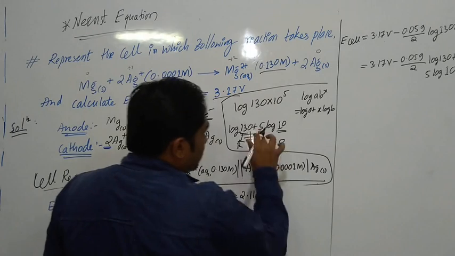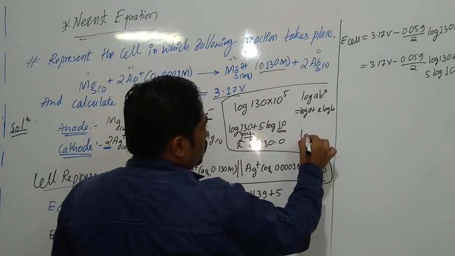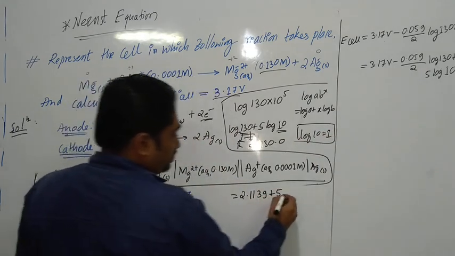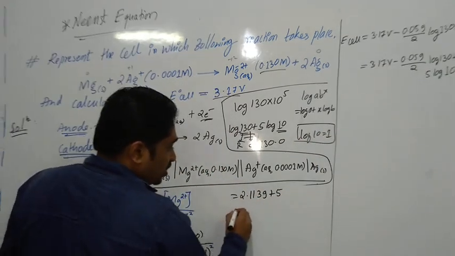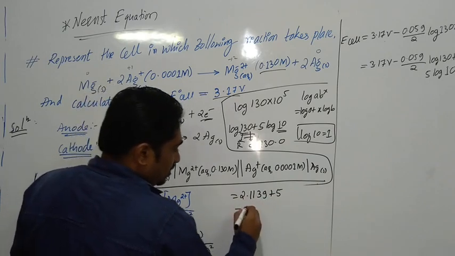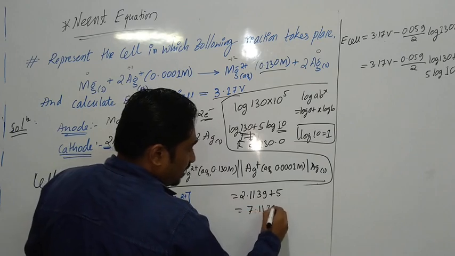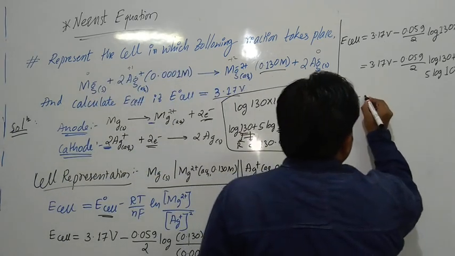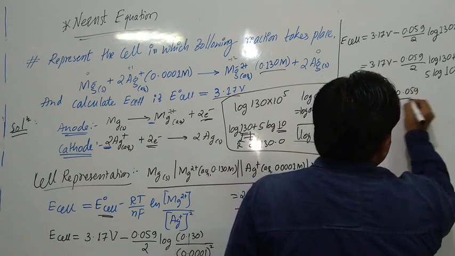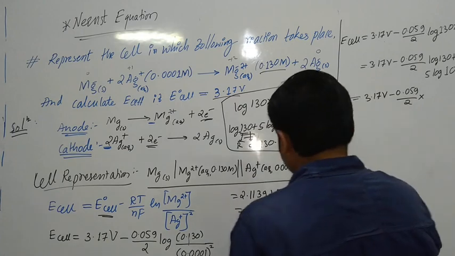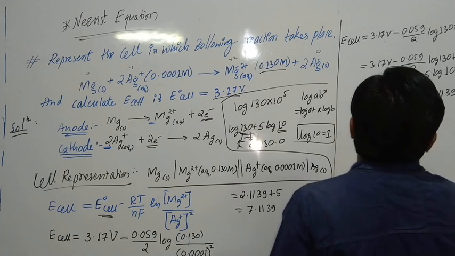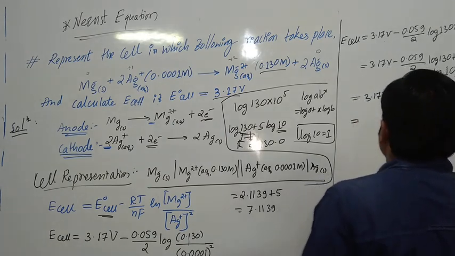Plus 5 into log 10 is equal to what? Log 10 is equal to 1, it is a standard result. 5 into 1 is 5. So now it becomes 5 plus 2.1139, which is 7.1139. So now it becomes 3.17 volt minus 0.059 divided by 2 into 7.1139.